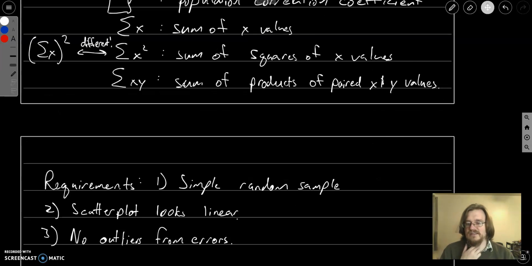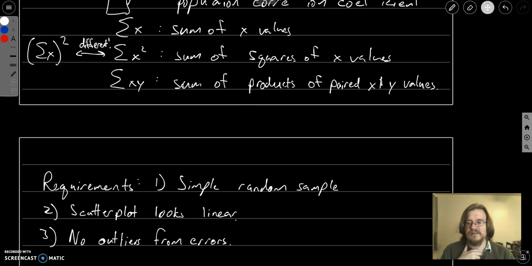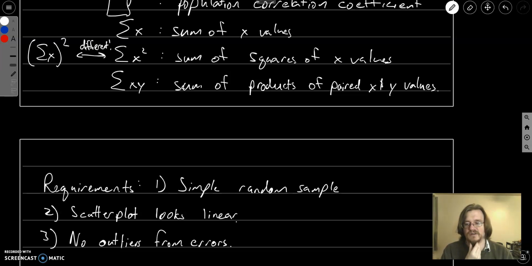So let's look at the requirements here. Again, like I mentioned before, requirements 2 and 3: 2 is just a visual. Plot the scatter plot, see if it looks linear. If it's not linear, then we shouldn't be calculating r, because r isn't going to mean much. And then number 3, r is again very, very sensitive to outliers. So again, sort of subjectively, if we do see outliers, we should ask ourselves, are those outliers truly outliers?